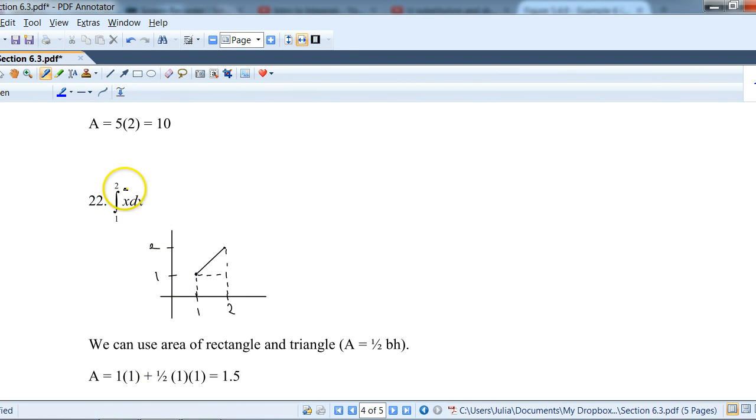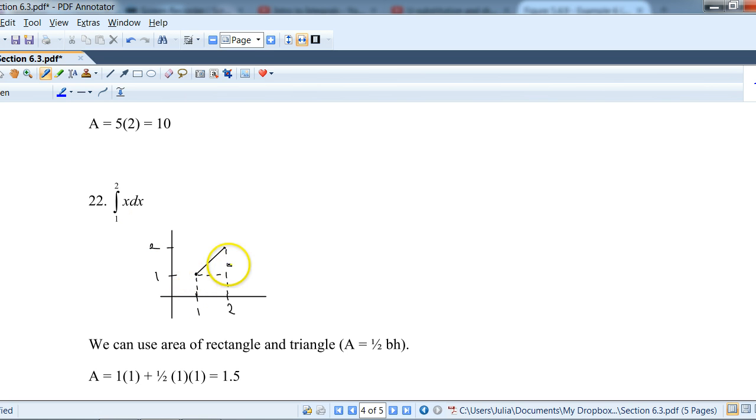What if it's an integral from 1 to 2 of x times dx? In this case, we have y equals x. How did I get this graph? Well, at x equals 1, the y is 1. And at x equals 2, the y is 2. So we have this straight line.